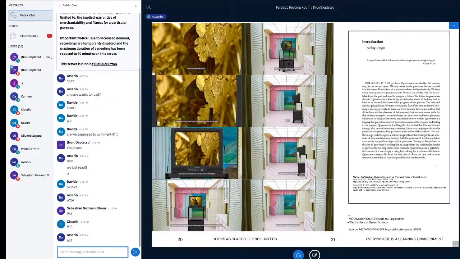Feeling utopia. A map of the world that does not include utopia is not worth glancing at. Oscar Wilde. Queerness is not yet here. Queerness is an ideality. Put another way, we are not yet queer. We might never touch queerness, where we can feel it as the warm illumination of a horizon imbued with potentiality. I've never been queer, yet queerness exists for us as an ideality that can be distilled from the past and used to imagine a future. The future is queerness's domain.